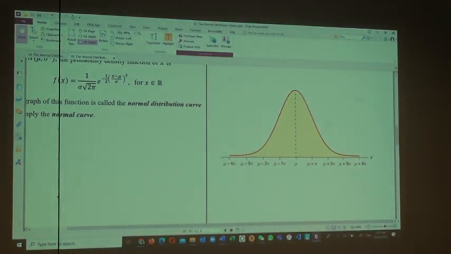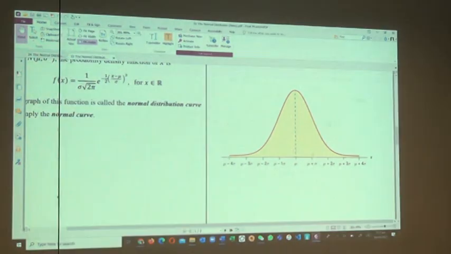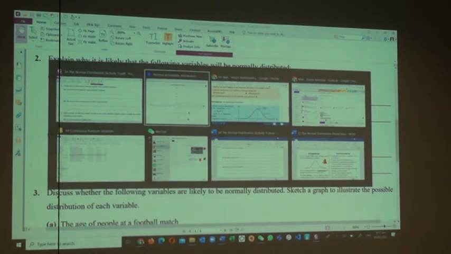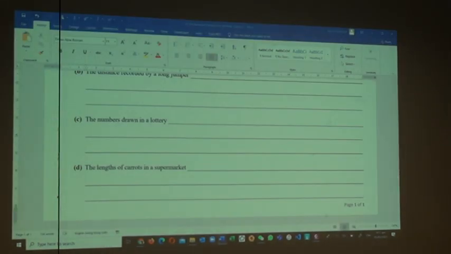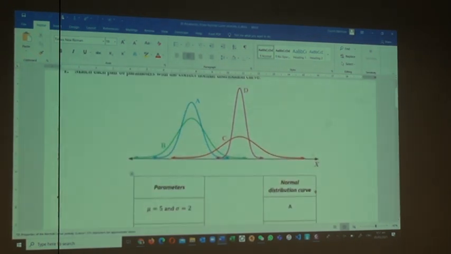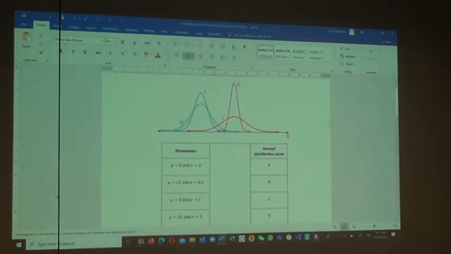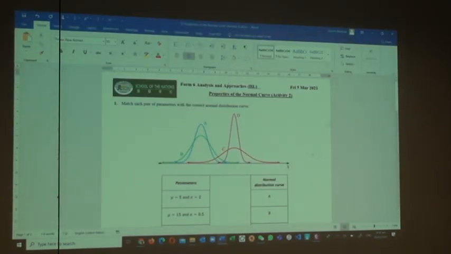I have a 2-page worksheet here. I want you to try page 1 now. The first question says match. Maybe to make it fast, I just hand it over. Just page 1. Look at this picture and just draw a line to match which of the distributions they represent.